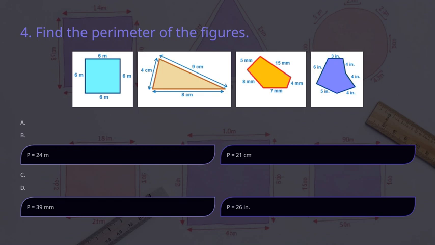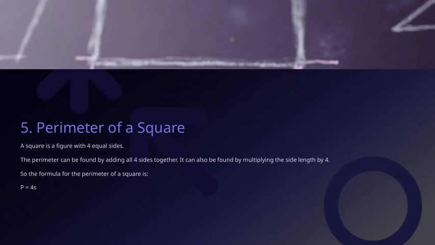So, as we continue, keep practicing these calculations across different units and shapes. Now, let's talk about the perimeter of a square. A square is a special kind of shape with 4 equal sides, which makes calculating its perimeter straightforward.